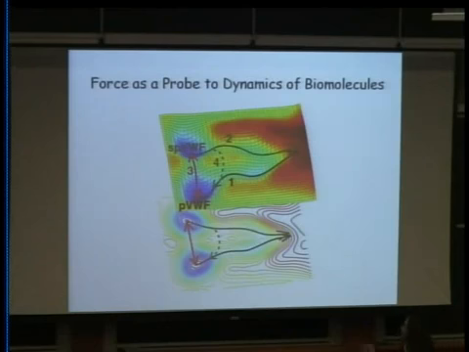So this is coming from the force studies, in which we are using the force. Here we're not using the force to introduce the shear. Here we're actually using the force to probe which state they are. So it's a unique way of looking into that.